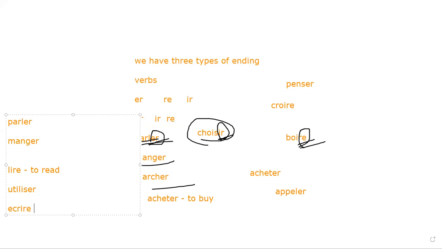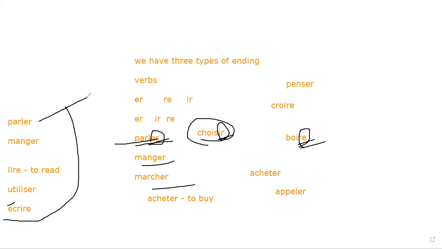Écrire. Read aloud. Écrire. Literally the meaning of écrire is to write. Écrire is to write. So, because we have to do these verbs, is it clear to you? So let's read aloud.